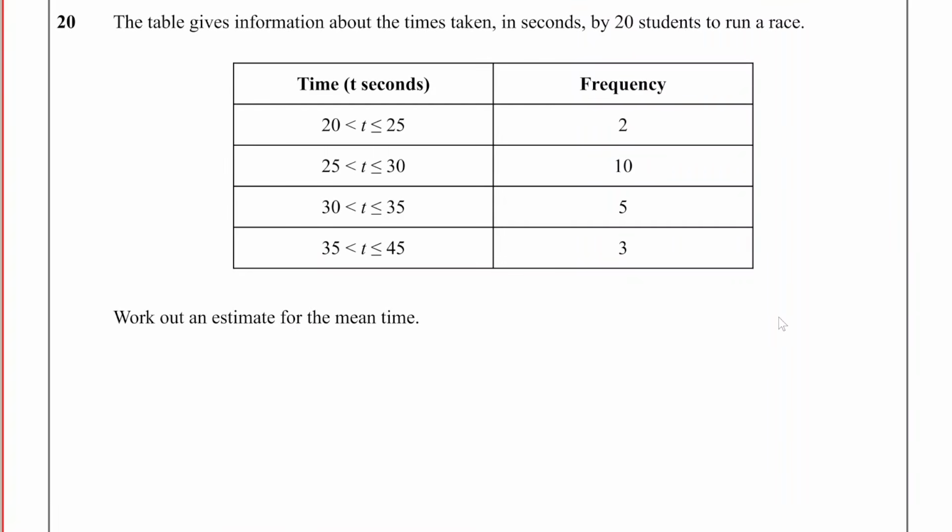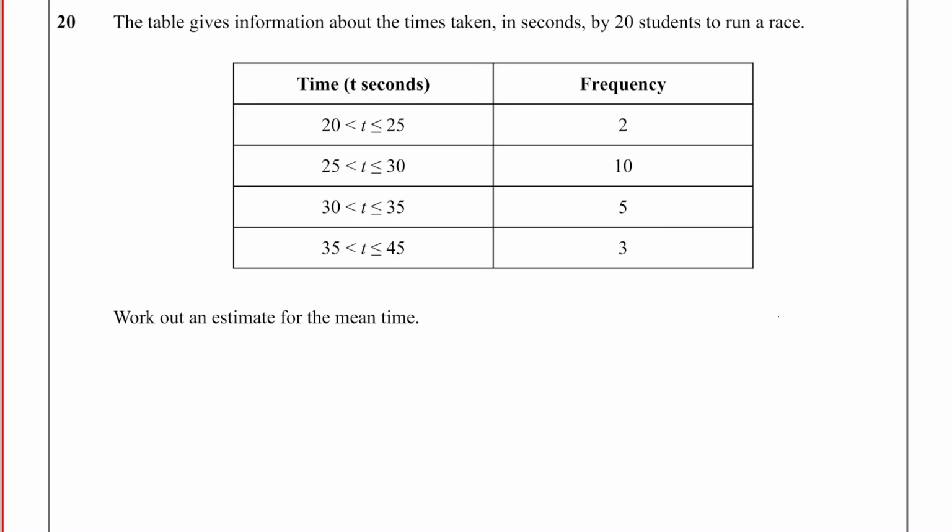Question 20. The table gives information about the times taken in seconds by 20 students to run a race. Work out an estimate for the mean time. So there are 20 people, and we don't know the exact times that they took. We just know that 2 people were somewhere between 20 and 25 seconds. 10 people were somewhere between 25 and 30. 5 people between 30 and 35. And 3 between 35 and 45.